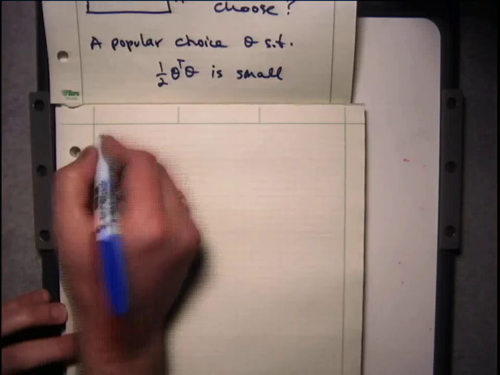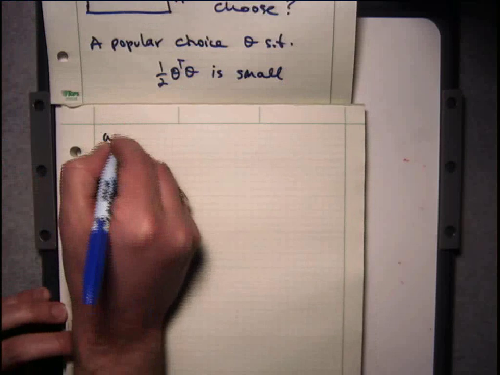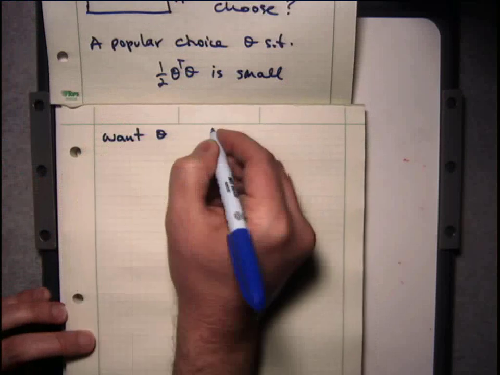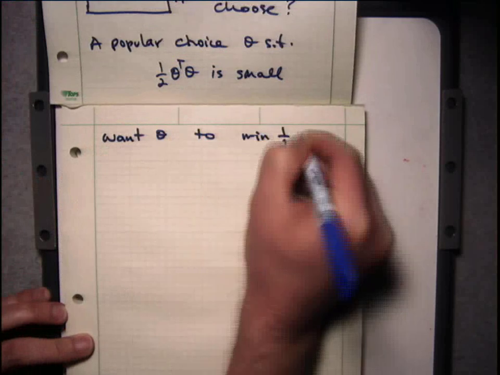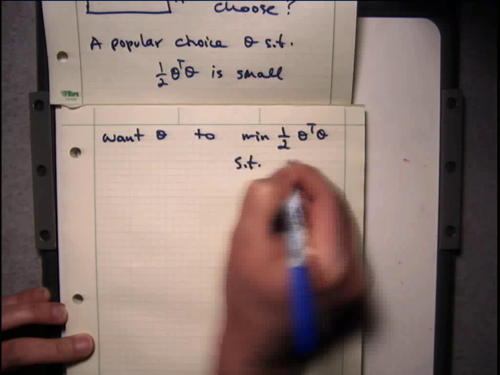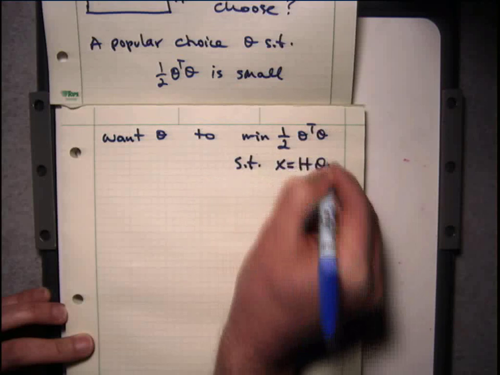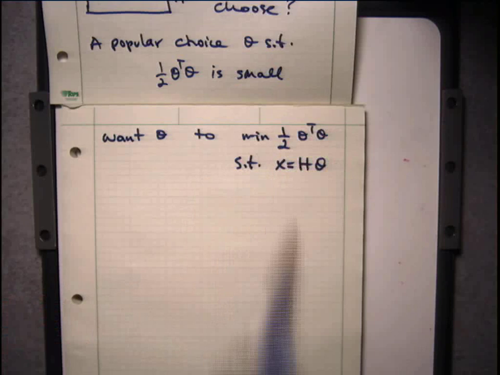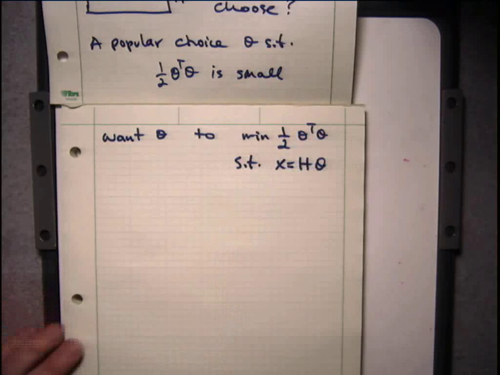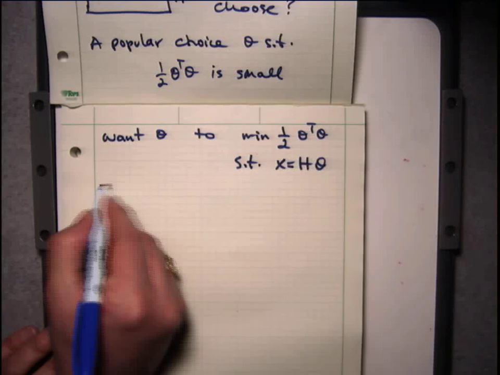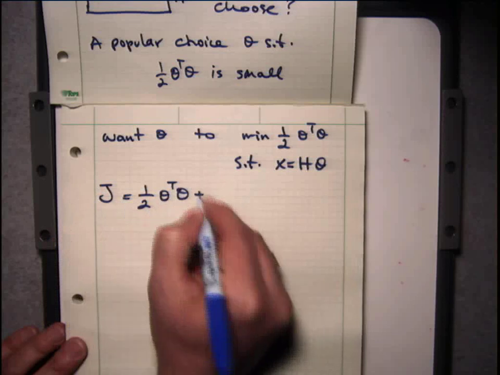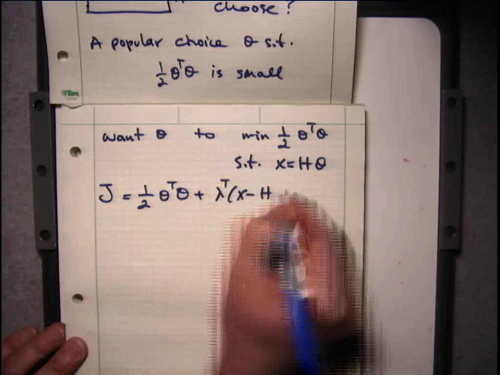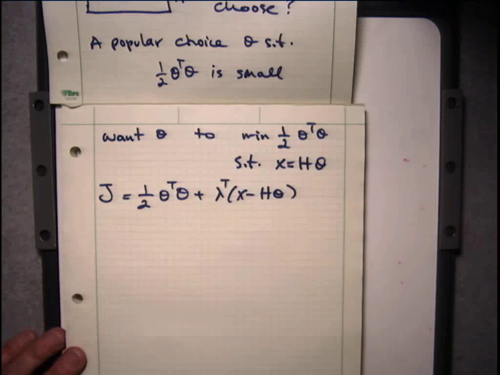So what you want is for θ to minimize 1/2 θ transpose θ such that x = Hθ is satisfied. These are all the solutions, and this is going to pick out one of those solutions. The way you do this is, again, Lagrange multipliers. This time, the J that you define is going to be 1/2 θ transpose θ plus λ transpose (x minus Hθ).